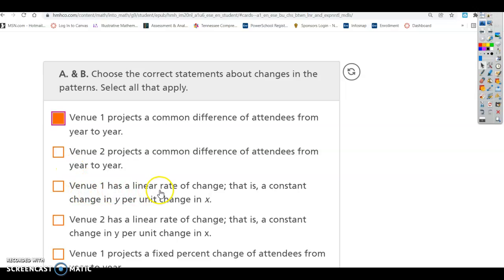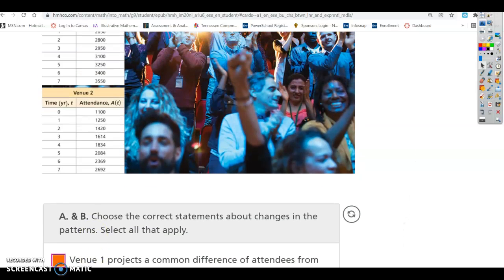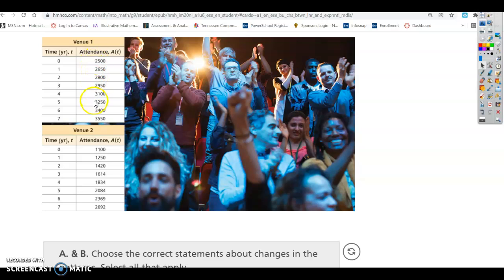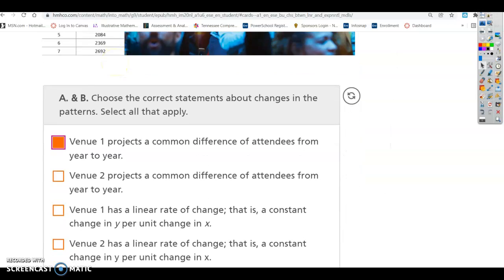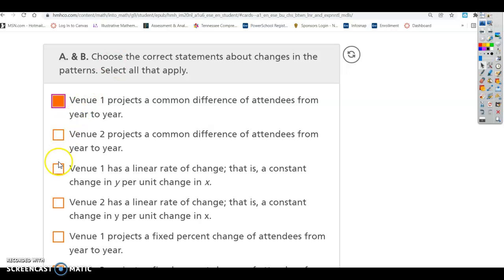And then it says venue 1 has a linear rate of change, that is constant change in Y per unit change in X. And that would be true because we have a constant value, so it's going to be linear. This means the average rate of change would be the same. So if I do Y minus Y over X minus X, for any of them, we're going to get that difference of 150. So that one would be true. That's your average rate of change, that's Y2 minus Y1 over X2 minus X1.